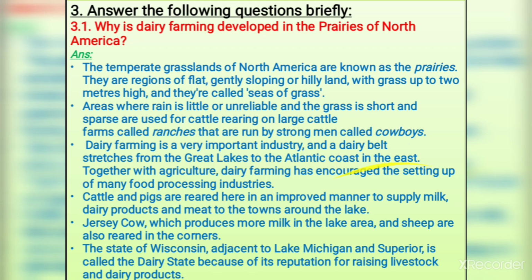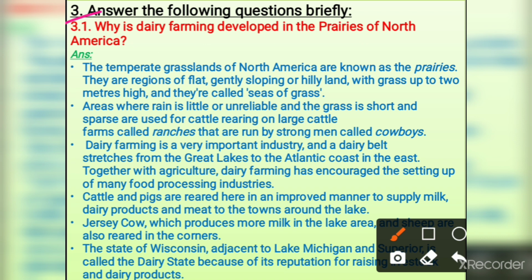Okay. Moving to the next section, that is answer the following questions briefly. 3.1. Why is dairy farming developed in the prairies of North America? We know that dairy farming is very much developed in the prairies of North America, and here the question asks why it is so. The temperate grasslands of North America are known as the prairies. Actually, the temperate grasslands of different regions have different names. So, what is the name of temperate grasslands of North America? It is known as prairies.